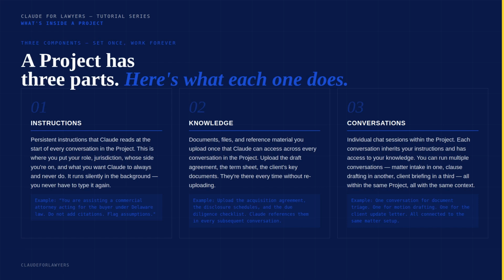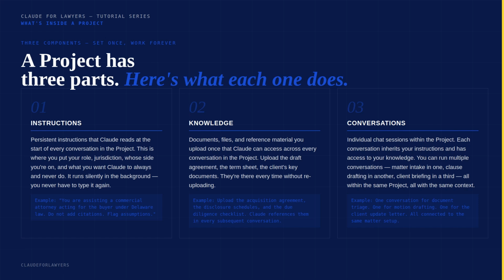A project has three components. The first is instructions. Instructions are persistent. Claude reads them at the start of every conversation in the project. This is where you put your role, your jurisdiction, whose side you're on, and what you want Claude to always and never do. It runs silently in the background. You never have to type it again. A simple example: You are assisting a commercial attorney acting for the buyer under Delaware law. Do not add citations. Flag any assumptions you make. That single instruction changes every piece of output Claude produces for that matter.